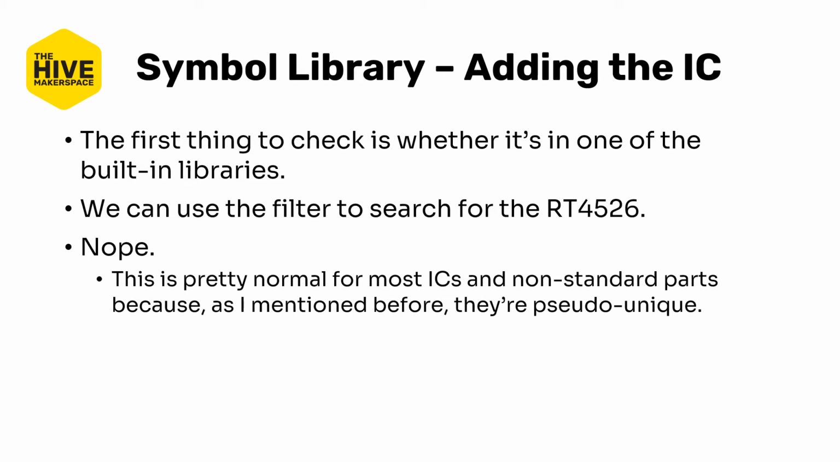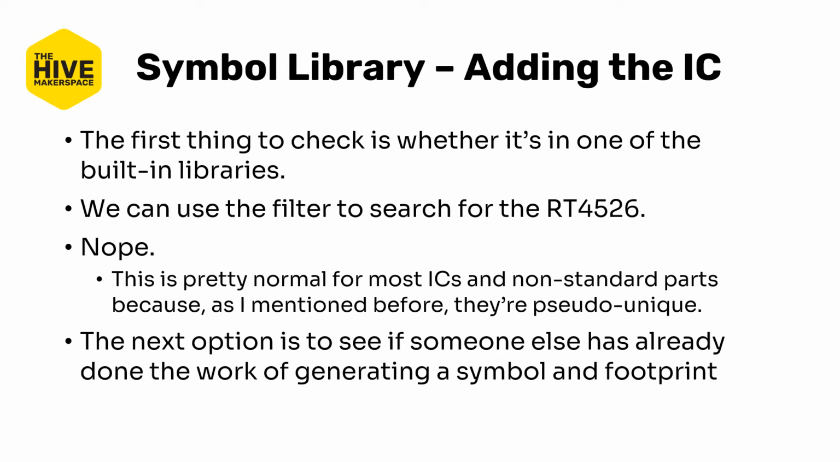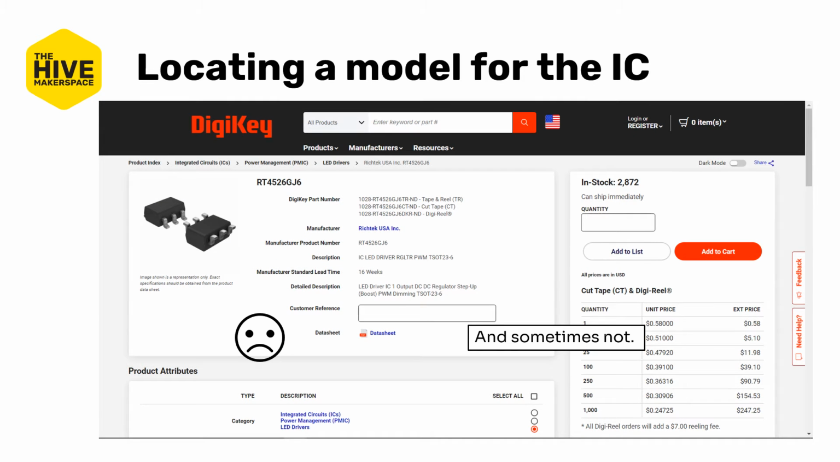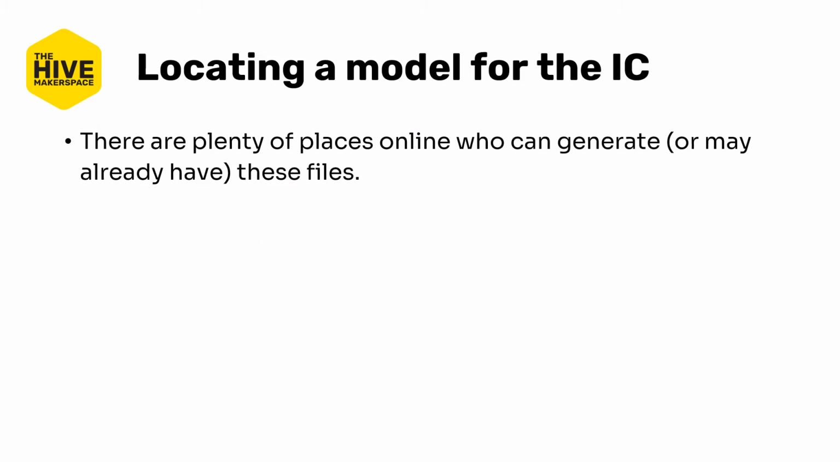This is pretty normal for most ICs and non-standard parts because, as I mentioned before, they're pseudo-unique, so you don't have that. The next option is going to be to see if someone else has already done the work of generating that symbol and footprint. Sometimes you can find these on the supplier's website, like this part. Unfortunately, the RT4526 does not have such a link. Sad. We can try to locate something for the IC online.